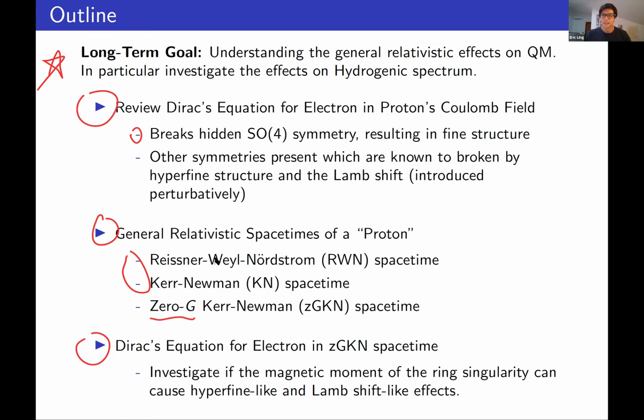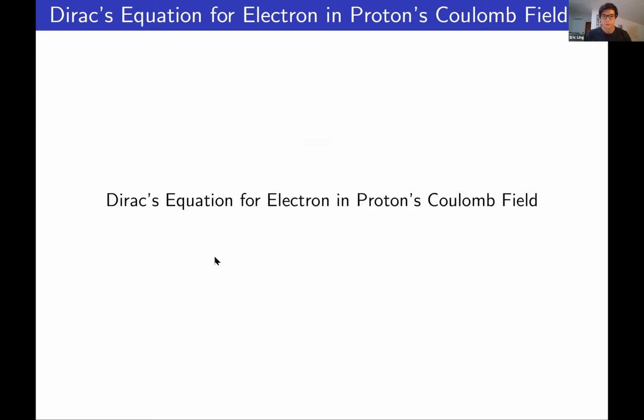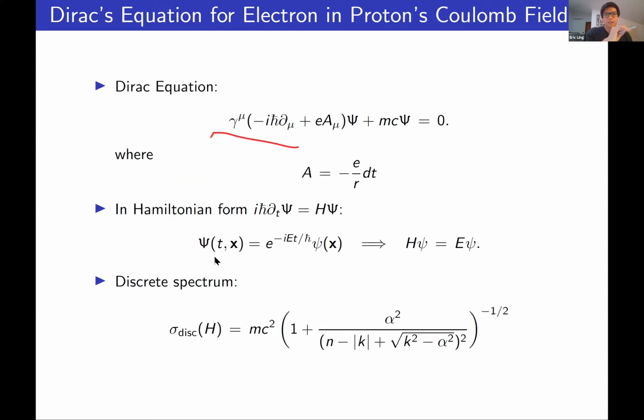Okay, so Dirac's equation for an electron in a proton's Coulomb field. Here is the Dirac equation for an electron in a proton's Coulomb field. We're using this electromagnetic potential to model the Coulomb field. Now, if we put the Dirac equation in Hamiltonian form, then the discrete spectrum of this Hamiltonian is given by this formula here, which was first found by Sommerfeld. Alpha here is the fine structure constant, also known as Sommerfeld's constant.